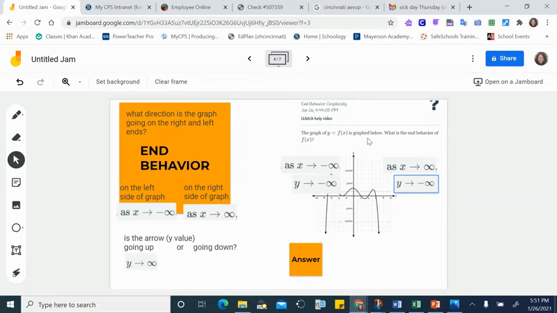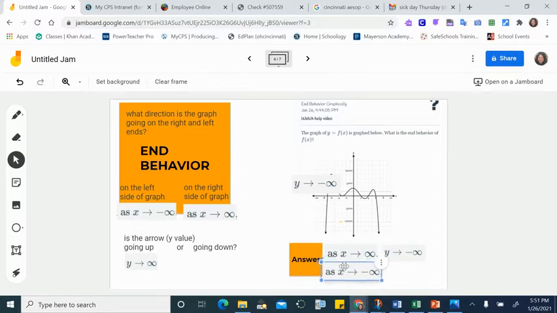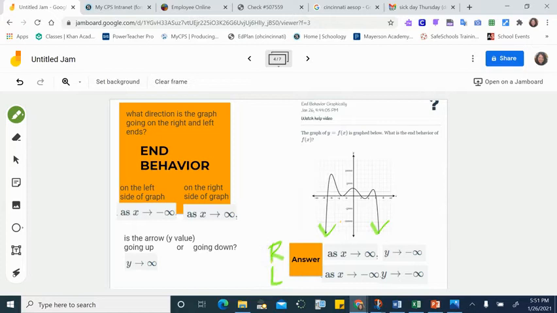So the answer to what is the end behavior of f of x? Well, I'm going to grab the right side. As x approaches infinity, y approaches negative infinity. Then I'm going to look at the left side. As x approaches negative infinity, y also approaches negative infinity, because on both sides this graph is going down. So on both the right side and the left side, this graph is going down, and that's what this means, okay?